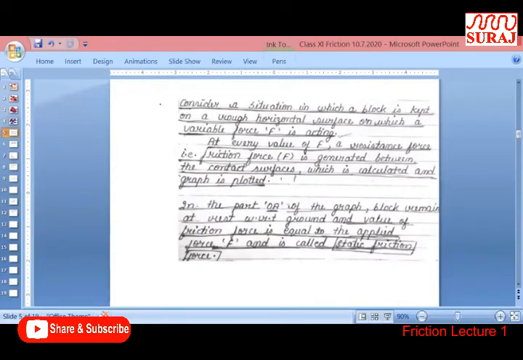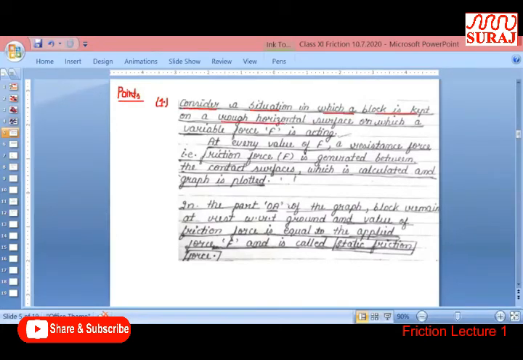When I say A to B, you will understand the kinetic friction portion of the graph. Now see, first one, few points regarding the above discussion.